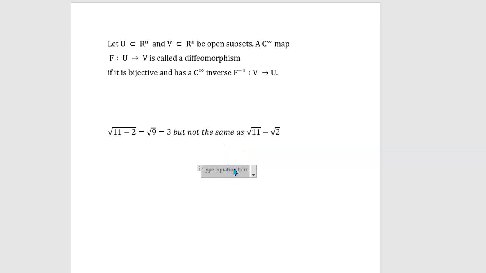Radical 11, if you put the minus sign outside like that, it changes everything. Radical 11 minus radical 2 is not even rational. It's actually irrational. It means the same thing.